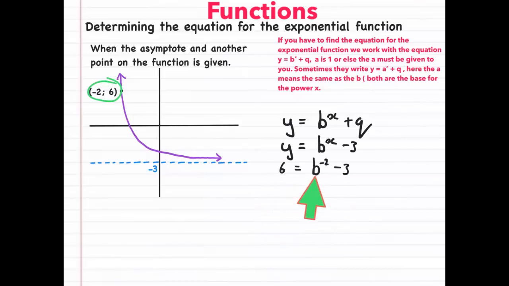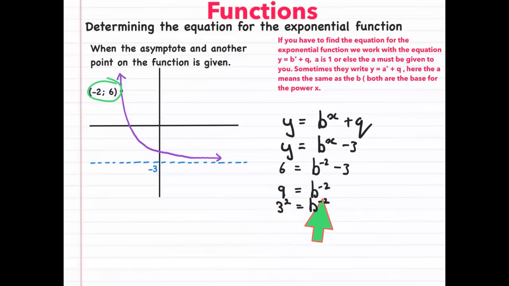Okay, move the constant terms. Minus 3 goes to that side, becomes a plus 3. 6 plus 3 is 9. Okay, so now I have 9 equals b to the power of negative 2. I have to rewrite this 9 into its prime basis so I can get at least an exponent that is the same as a 2. So this will be 3 to the power of 2 equals b to the power of minus 2.